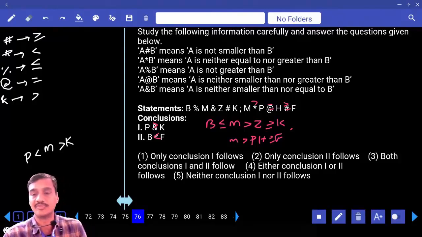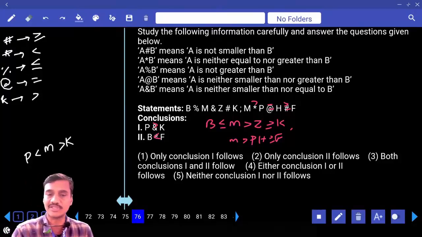Now B lesser than or equals to M, M greater than Z, Z greater than or equals to K, and star. Where is star here? Star is lesser than. Where is lesser than here? Star is B lesser than F.